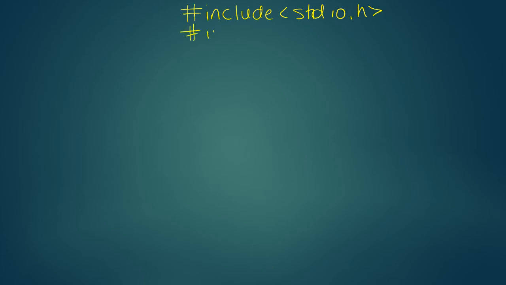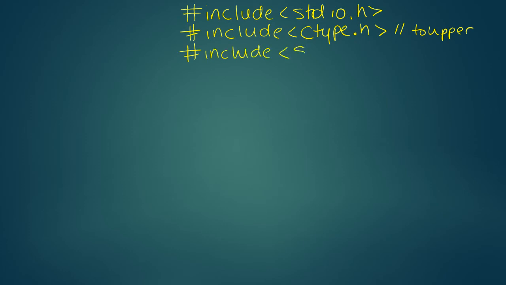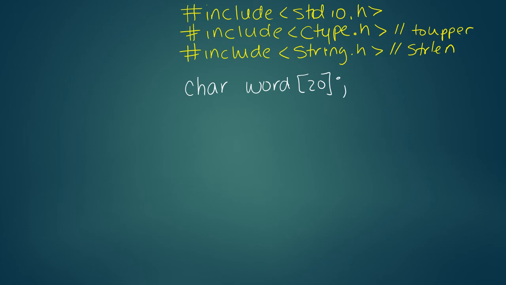We need to #include ctype.h. ctype.h is for toupper, so we're going to use toupper, which we've been using all semester, and we're also going to #include string.h because we're going to use the string length function. So now I'm going to go ahead and declare a character array called word. Make it size 20. I'm going to declare an integer that keeps track of the length of the word. You can use length or size, it's just a variable.